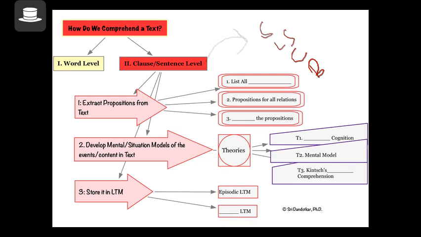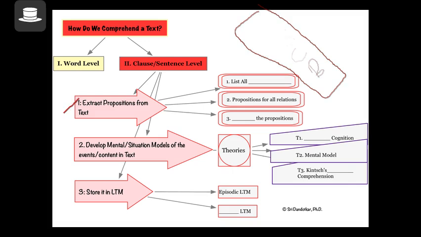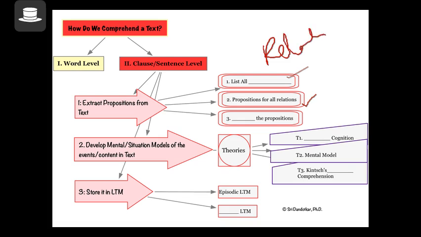In addition to that, as a result of this processing, we kind of extract and create propositions, and we have some theories that talk about how we might do it. Again, this is hypothetical, it's an assumption that this is how we might be doing it. So how do we extract propositions from the text? Again, it is related to our first few weeks of lectures, and we said that we list all relations, correct? Then we create propositions from these relations. Remember the relations? Relations are the verbs and adjectives in a sentence.